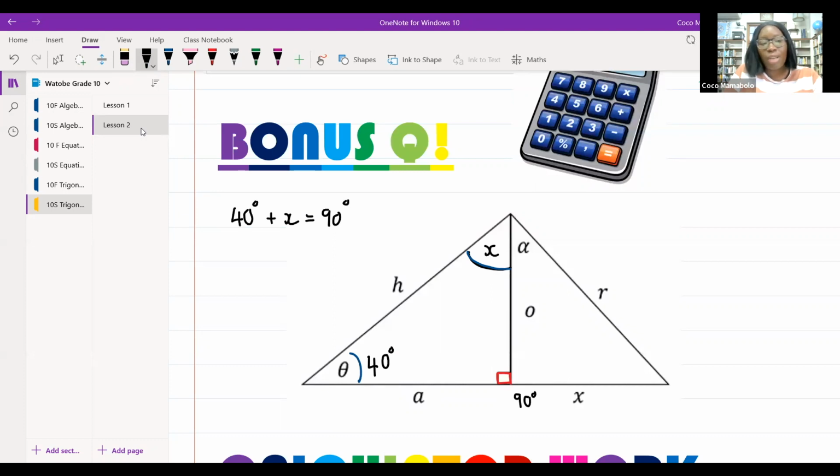Excellent. Now, you've got the right idea. What did we do with this 40 over here? We took it over to the other side, correct? But now I don't have 40 degrees. What do I have in this corner? We have theta. Good. So I'm just going to write theta plus x is equal to 90 degrees. But I want to solve for x. So what am I going to do with theta? You can bring it to the other side. That's it. Good. Therefore, my x is going to equal 90 minus theta.